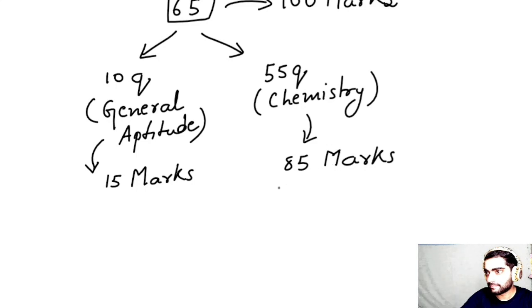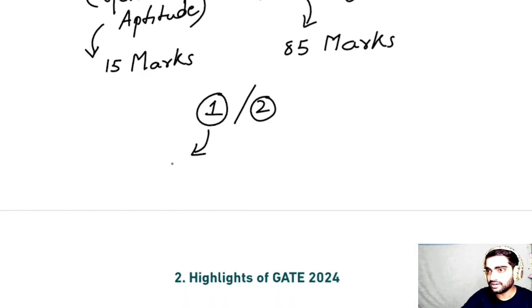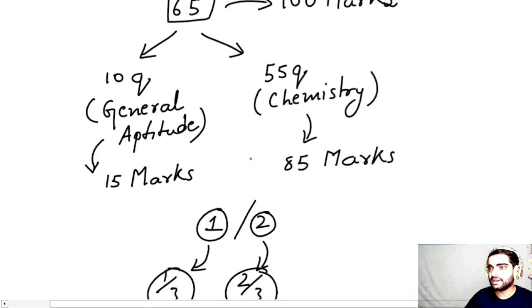So there are two kinds of questions. The question can be either of 1 mark or 2 marks. If I talk about 1 mark questions, then there's also negative marking. For a 1 mark question, if you mark the wrong answer, 1/3 will be deducted as negative marking, and for a 2 mark question, 2/3 will be deducted as negative marking. So make sure you answer very carefully and avoid the negative marking.